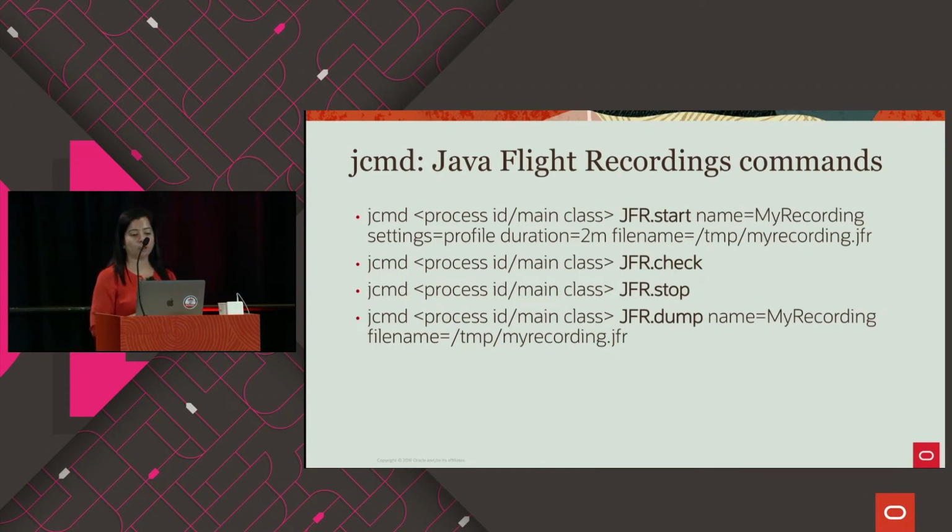Some commands related to Java Flight Recorder are also very useful. JFR.start can be used to start a flight recording in an already running process. JFR.check can be used to check all the recordings already running in a process. JFR.stop can be used to stop any of the running recordings, and JFR.dump can be used to dump any of the recordings to a file on disk.